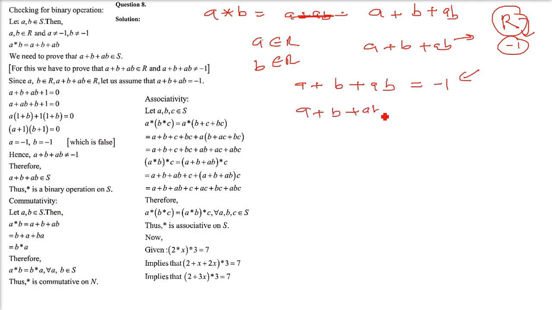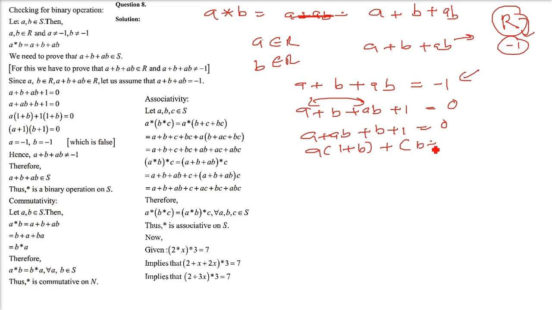So A plus B plus AB plus 1 equals 0. Now A and AB can be taken together, A plus AB, and then you have B plus 1 equals 0. You can take A common, 1 plus B is there, then we have B plus 1 equals 0. Now you can take 1 plus B, or B plus 1, common, because they both have this content, so B plus 1, then inside only A plus 1 will remain. This is equal to 0. Now B plus 1 equals 0 or A plus 1 equals 0. That means B is -1 or A is -1.